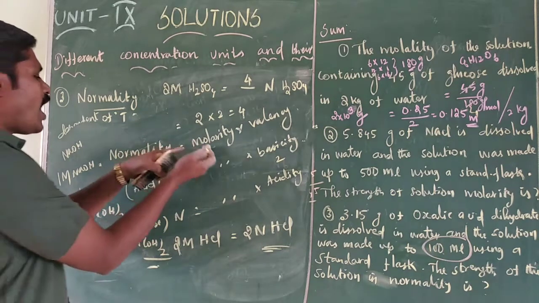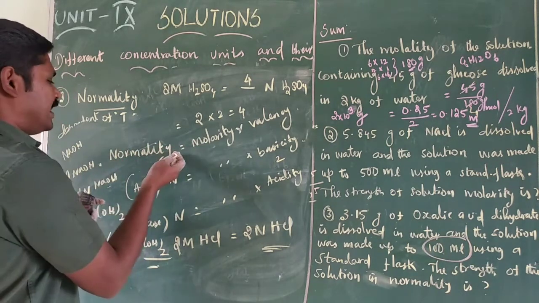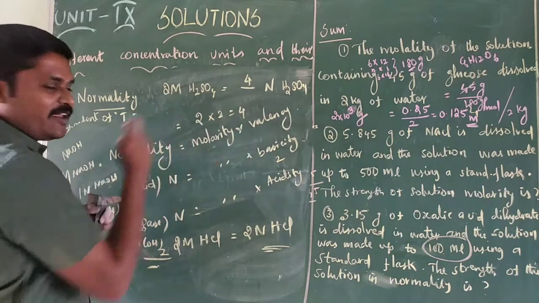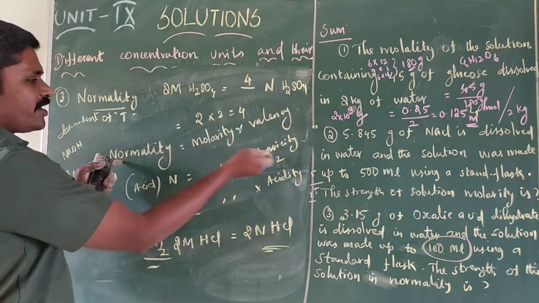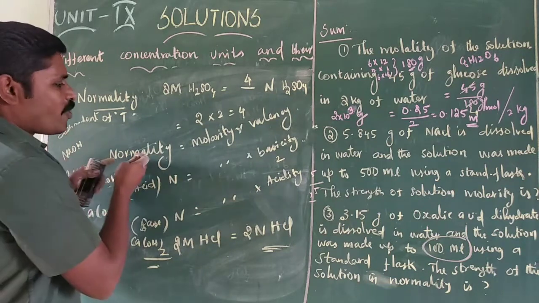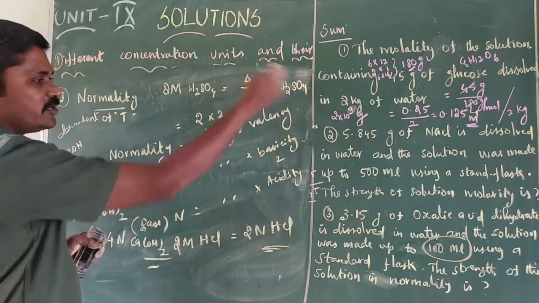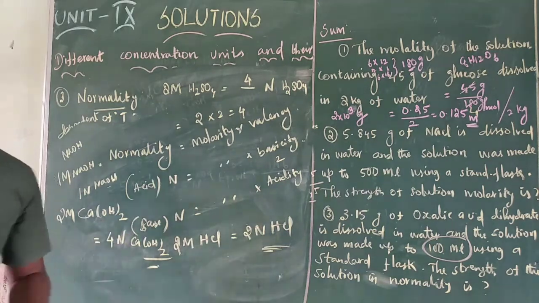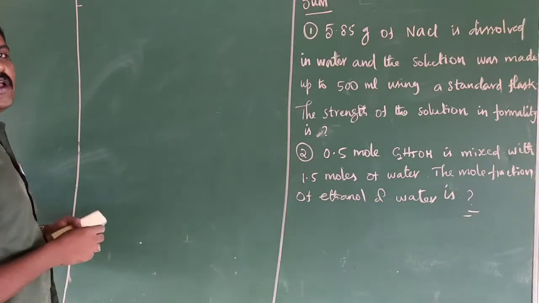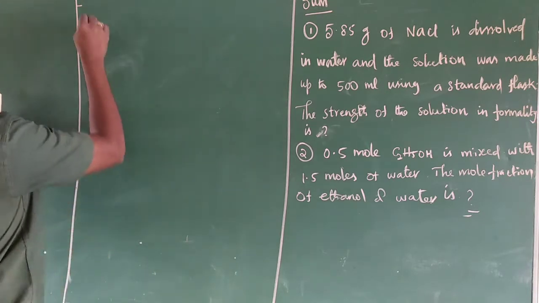Okay, suppose normality to molarity: molarity is equal to normality divided by valency, or normality divided by basicity, or normality divided by acidity. Are you right? Okay, students.